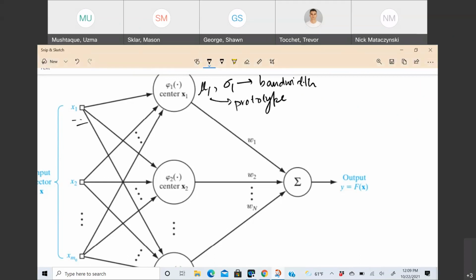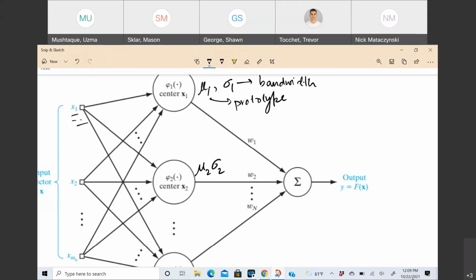Okay, so similarly here you'll have another prototype and bandwidth and so on, right? And so what exactly is happening? Because these are used as nodes, there's some kind of activation happening. And what is that activation? That activation comes from the idea of similarity or dissimilarity between the input and these prototypes. And there are different functions that can be used to capture that similarity.